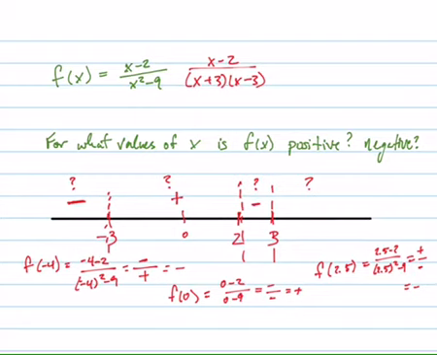And then to the right you can plug in a number like 4. f of 4 would be (4 minus 2) over (4 squared minus 9), which is a positive over a positive, which is positive. So for what values of x is this positive? That would be from negative 3 to 2, and from 3 to infinity.